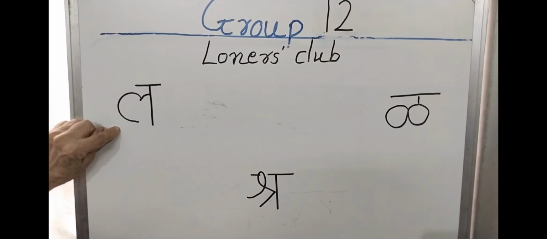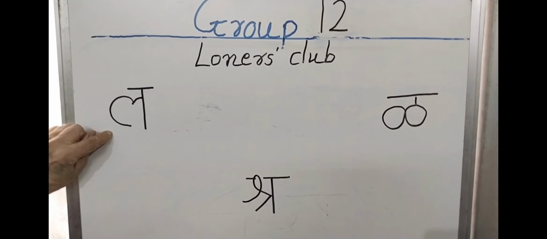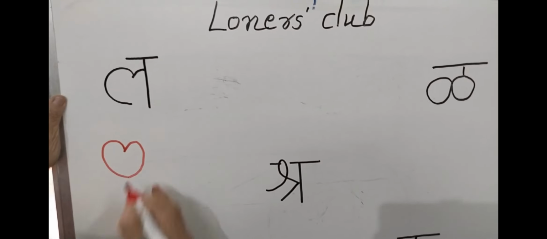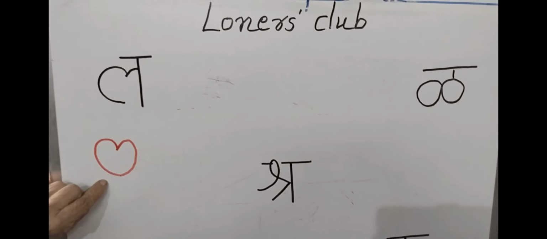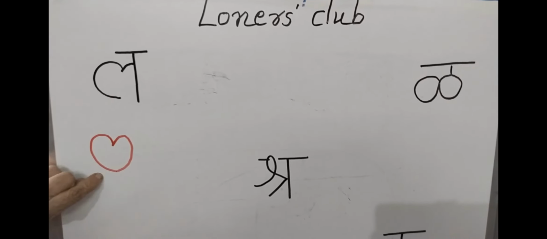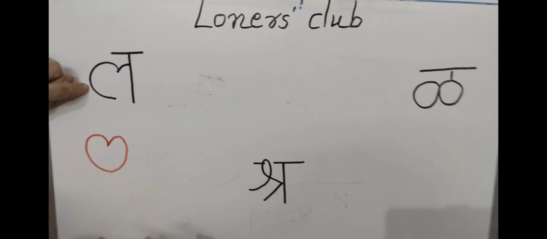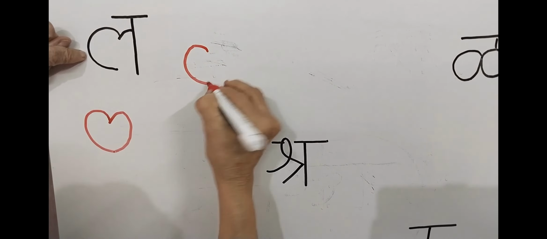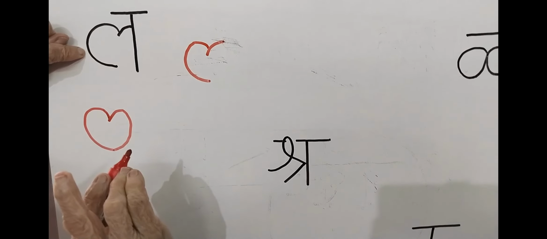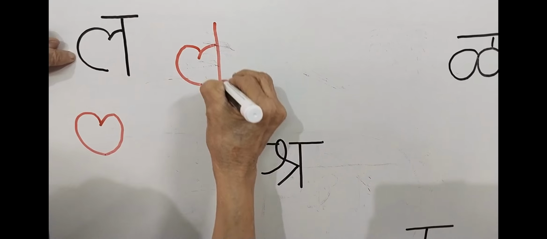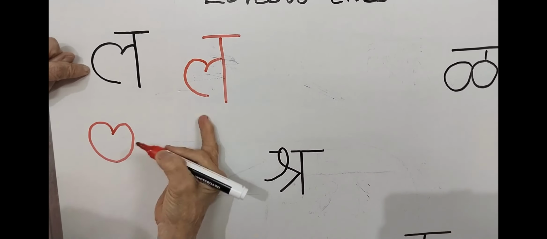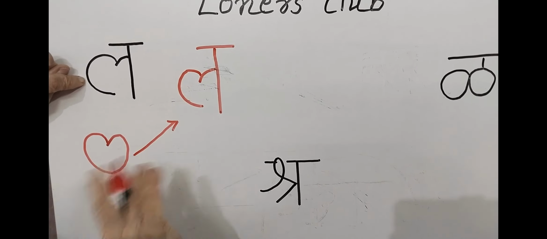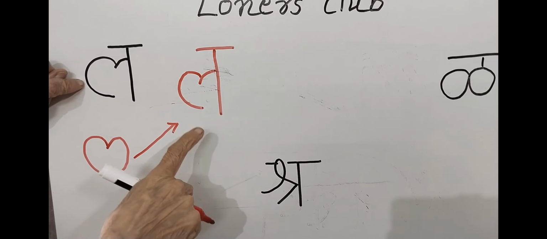Friends, do you remember symbolically how we represent our heart? We represent it this way, right? The same symbolic figure of heart we will be taking up for writing L in Marathi. So here we go. Now only this much we have to draw, and then draw this straight line. This makes our L. So the heart-shaped figure is now turned into the Marathi or Hindi L.